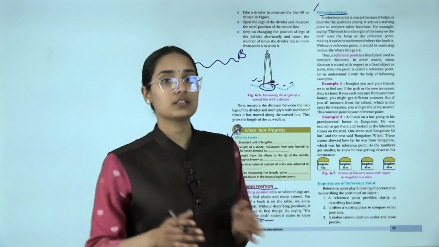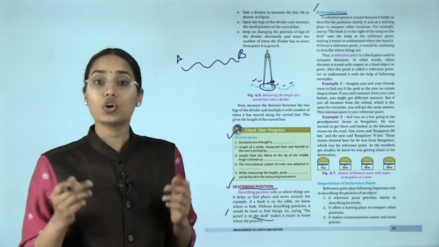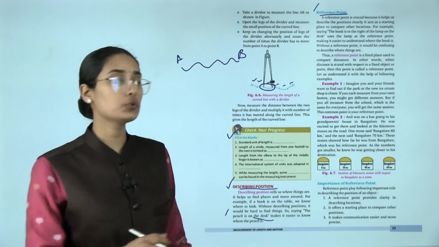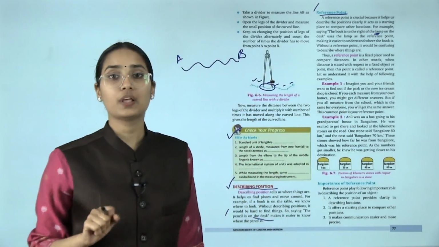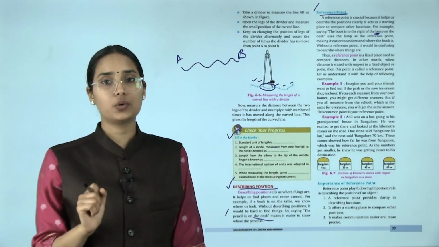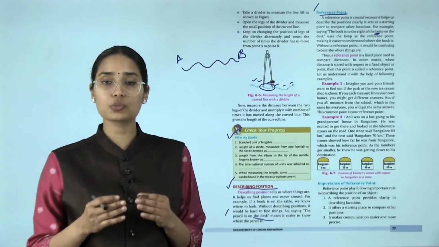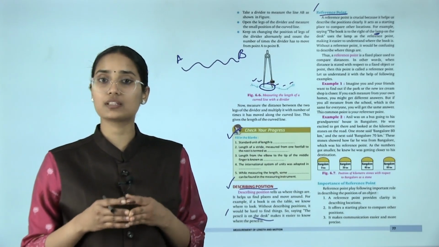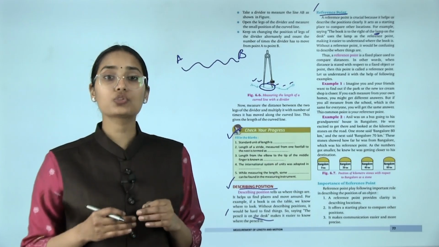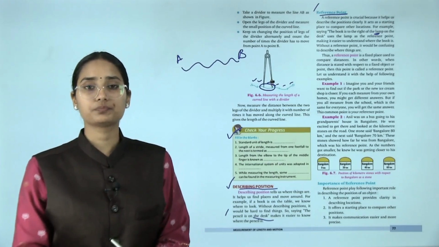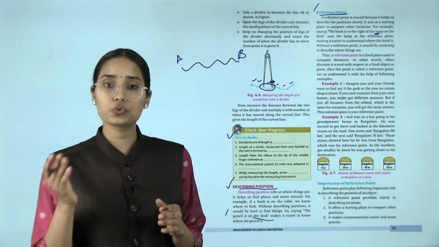So when I am saying that the book is on the right of the lamp, on the desk, here I have used the lamp as a reference point to describe the place of the book. This makes it easier to understand where the book is. Without a reference point, it would be confusing to describe where things are. Thus, a reference point is a fixed place used to compare distances.